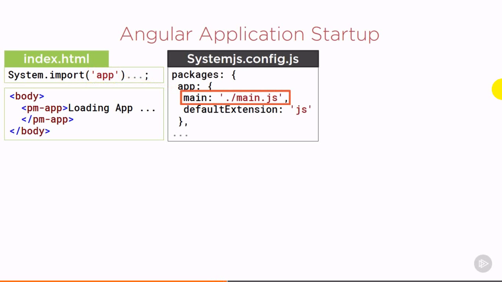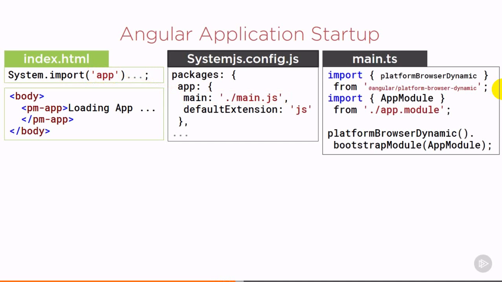So main is the first ES module loaded for our application, and it looks like this. The main.ts file bootstraps our first Angular module, providing a starting point to kick off our application. For this sample application, we want the Angular compiler to compile the application in the browser dynamically and then launch the application. So we begin by importing Platform Browser Dynamic.